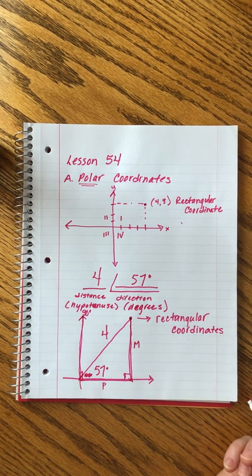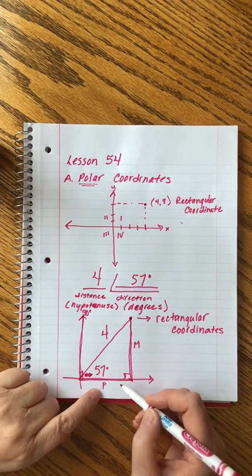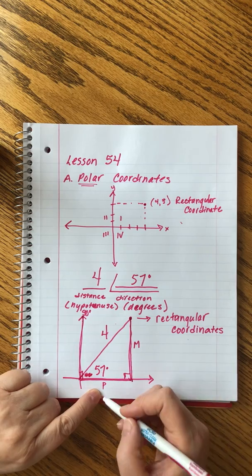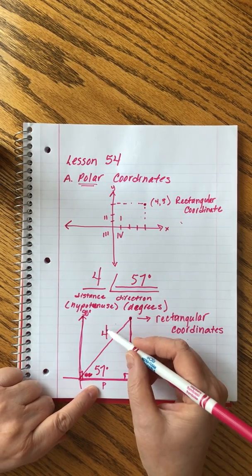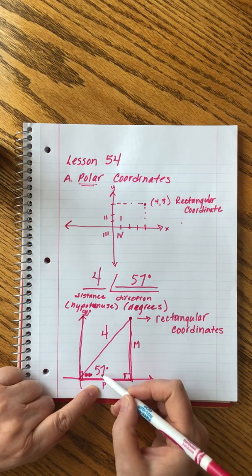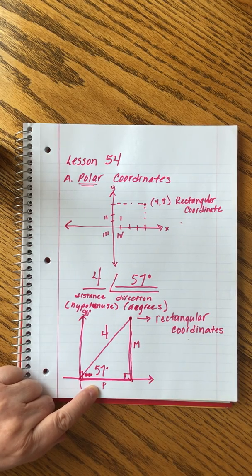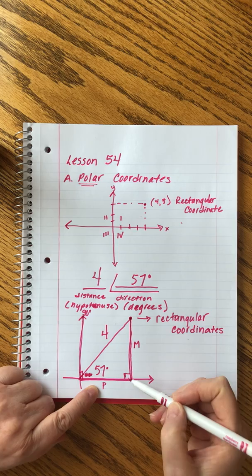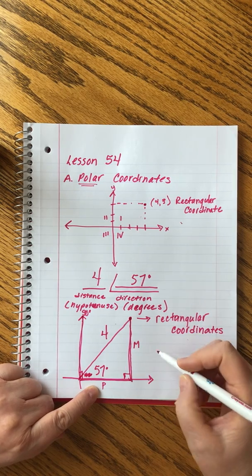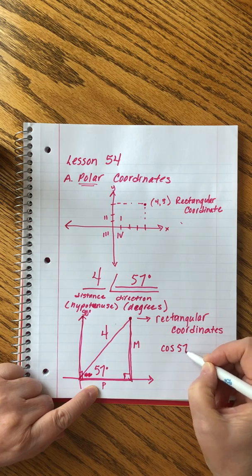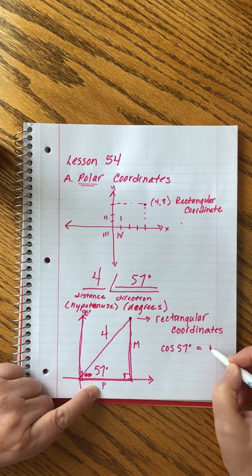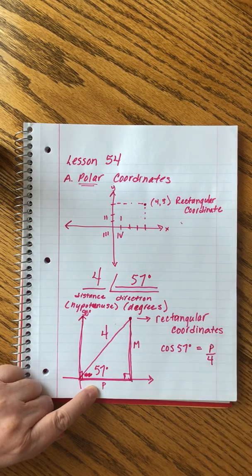Well, we have the tools. I want to find X first because that will be the first number in my pair. Well, this is the adjacent side, isn't it? And I've got the hypotenuse, and I've got the degree measurement. So we can use our trig tools to find the length of P. It will be cosine, right? Because cosine is the adjacent. So the cosine of 57 degrees will equal P over 4.